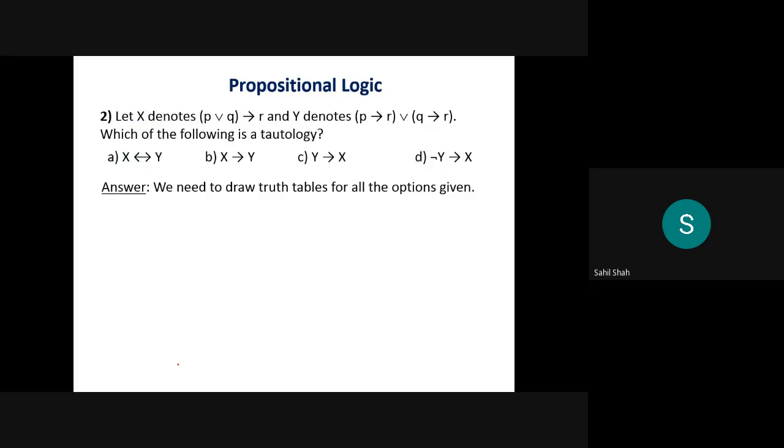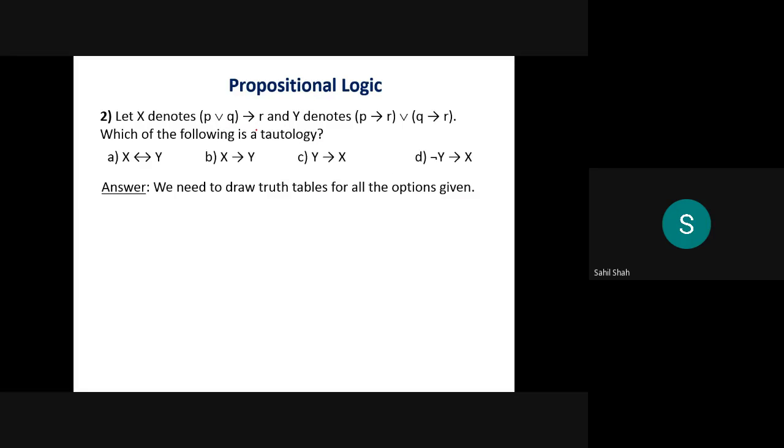Moving further. Let X denote P or Q conditional R and Y denote P conditional R or Q conditional R. Which of the following is a tautology? This is the question for you. Observe carefully. Let X denote P or Q conditional R. Y denotes P conditional R disjunction Q conditional R. Which of these options is a tautology?